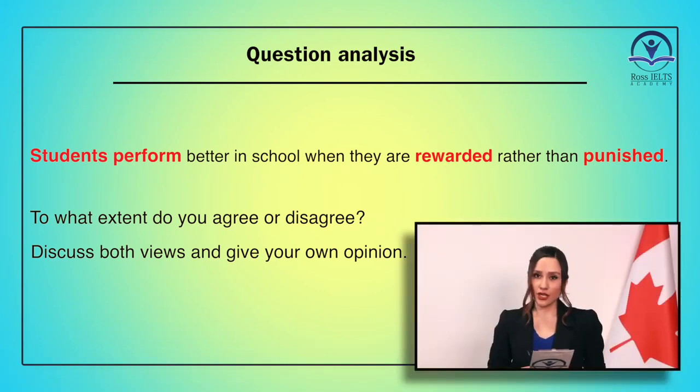When you see this question, the first thing that you should do is to read it very carefully to fully understand what you're asked to write about and also what type of question you're dealing with. To do so, what you need to do is to underline the keywords. Here the keywords are students, perform, reward, and punished in the question statement.